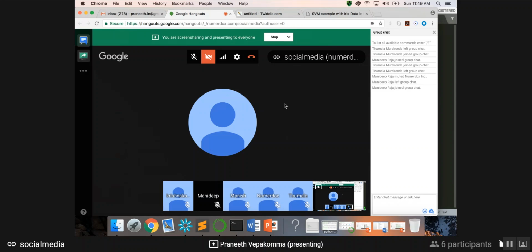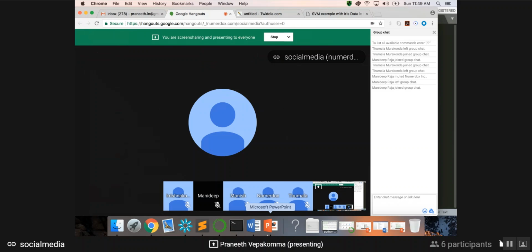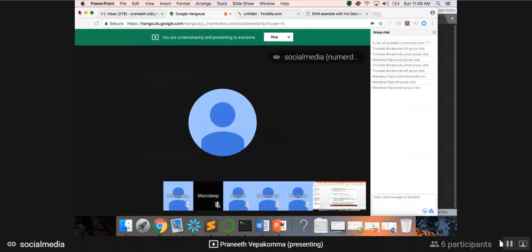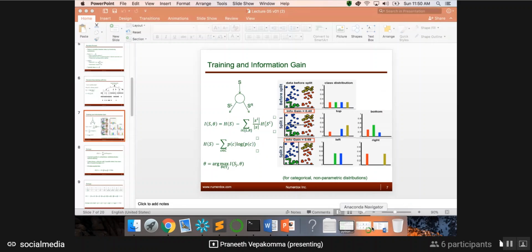Okay, great. Now that we finished SVM, I know we started random forest a little bit. So I will cover a little more of that before we go to neural networks in future classes. Let me close this slide and open this one.